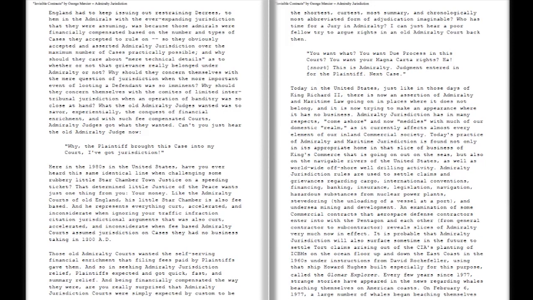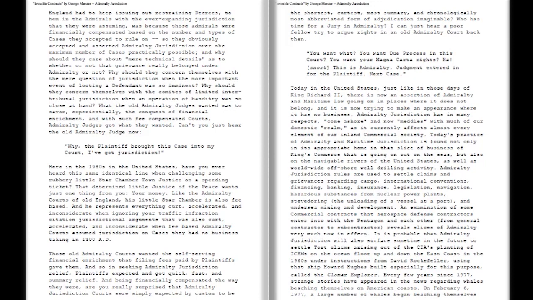Here in the 1980s in the United States, have you ever heard the same identical line when challenging some rubbery little star chamber town justice on a speeding ticket? That determined little justice of the peace wants just one thing from you, your money. Like the admiralty courts of Old England, his little star chamber is also fee-based. And he represents everything curt, accelerated, and inconsiderate when ignoring your traffic infraction citation jurisdictional arguments, that was also curt, accelerated, and inconsiderate when fee-based admiralty courts assumed jurisdiction on cases they had no business taking in 1300 AD.